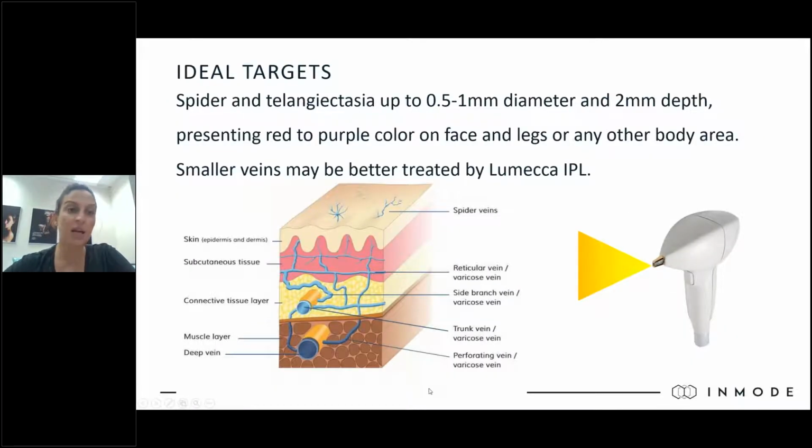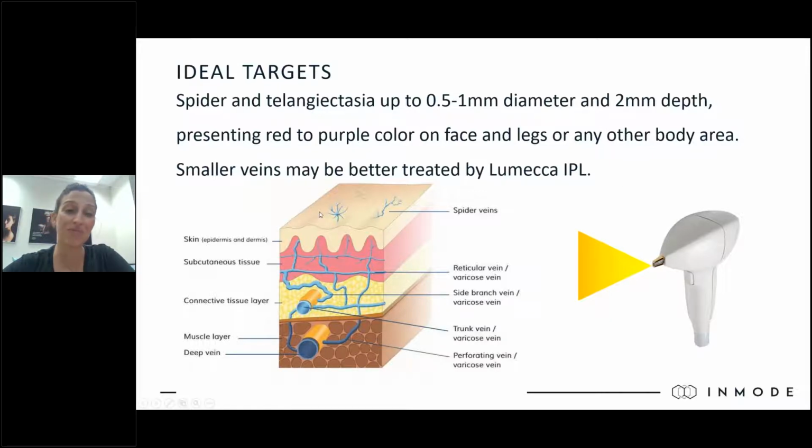So what are the ideal targets? Spider veins and telangiectasia, the smaller ones, 0.5 to 1 millimeter in diameter, and relatively superficial, a maximum of 2 millimeters deep, are very good targets for our Vasculaze. Purplish vessels on the face and legs may also be targeted, but slightly higher power might be needed in these cases because, again, we're talking about deeper penetration, and they might be more difficult to target properly.